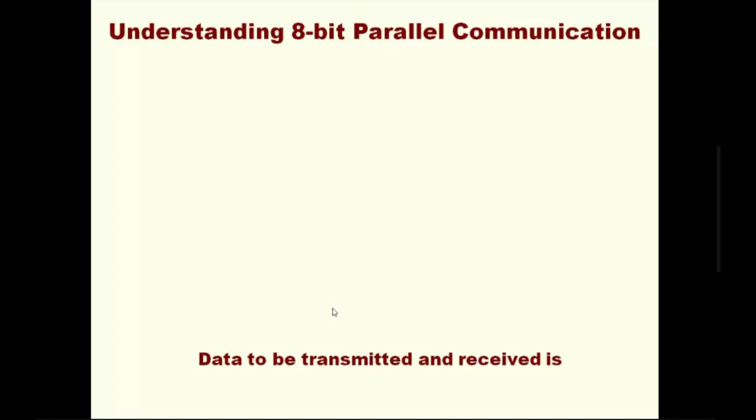For example, data to be transmitted and received is, say, 1001 and 0110, which is binary. In decimal, it is 150. In hexadecimal, we can say it is 96. So 96 is the hexadecimal value which needs to be transmitted parallelly.